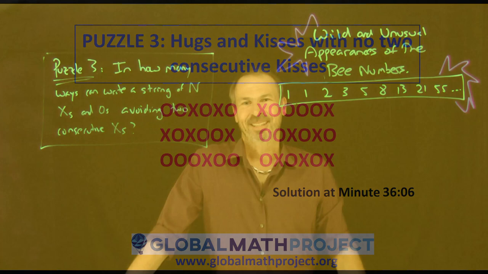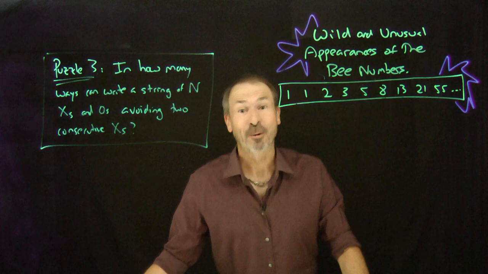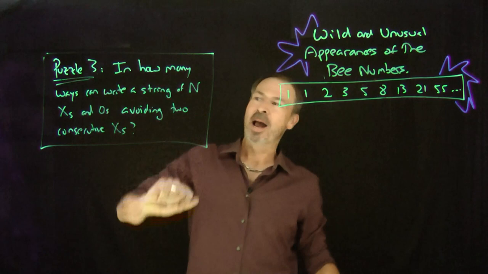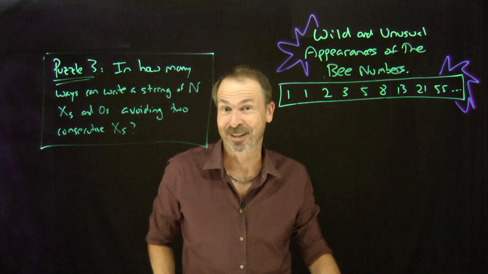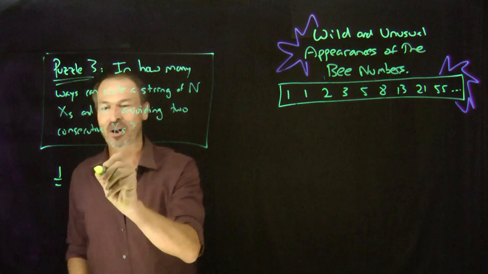Here's puzzle number 3. When I sign off on my letters, I like to write X's and O's, hugs and kisses. But I have a rule. I do not like to give 2 consecutive kisses. Here's my question. In how many ways can I write a string of N X's and O's avoiding 2 consecutive X's? All right, okay. For example, if I want just one letter, a string of just one term long, I could write an O or I could write an X. I've got two options. Leave it at that.